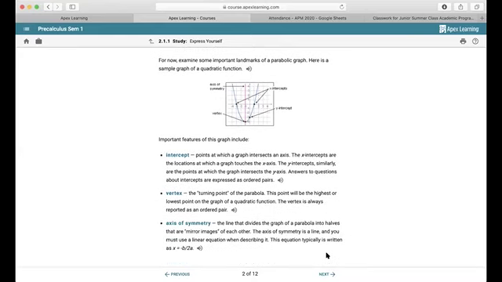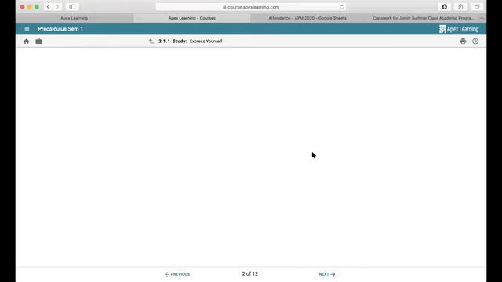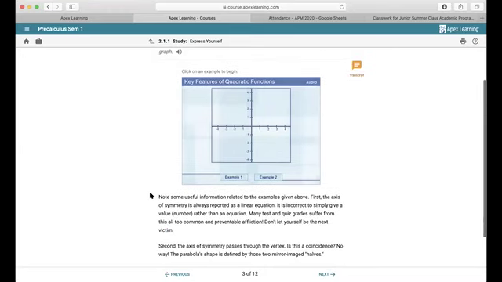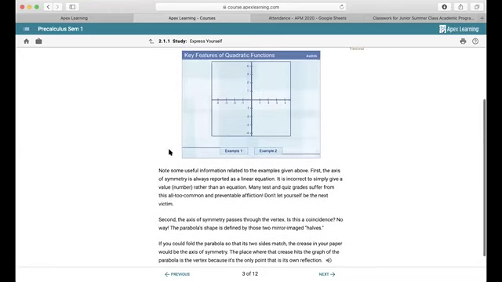All right, now, moving forward here, identifying features of a graph, okay? So I just walked you through that first example here, but there's a couple others in case you want to look at it, all right?